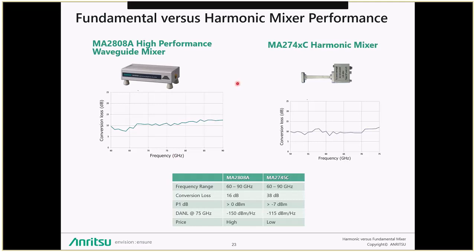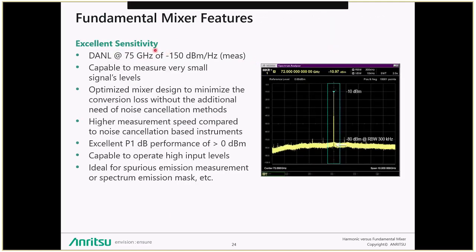This is quite important in some measurements that are critical, for example, for radio link manufacturers and so on. So as a summary, we can highlight that we have a DANL of minus 150 dBm normalized per hertz at 75 gigahertz, so we are capable of measuring very small signal levels like harmonics, spurs, and so on. It is an optimized mixer designed to minimize the conversion loss without additional need of noise cancellation methods, noise cancellation methods that we also have in our spectrum analyzer.